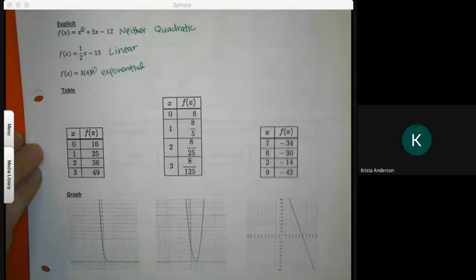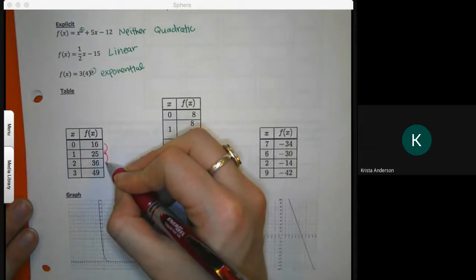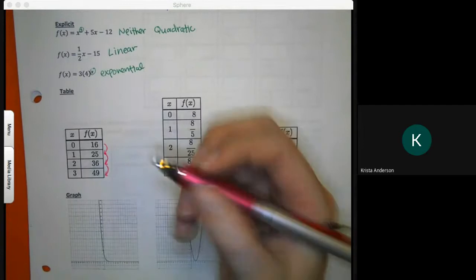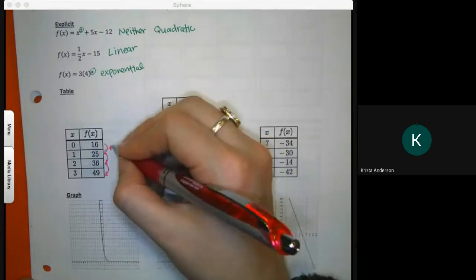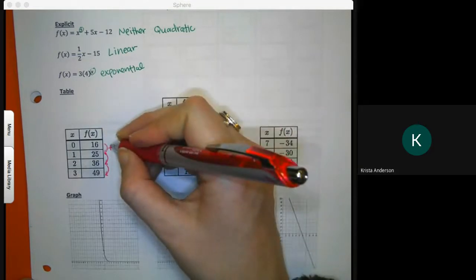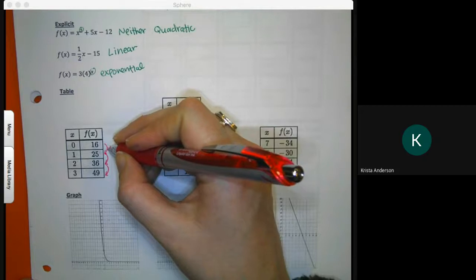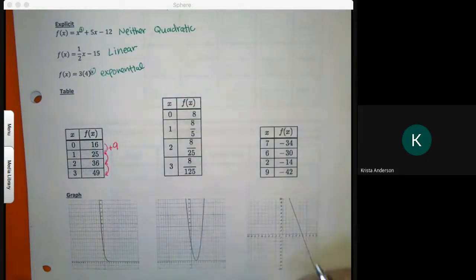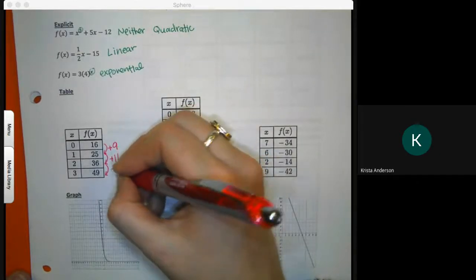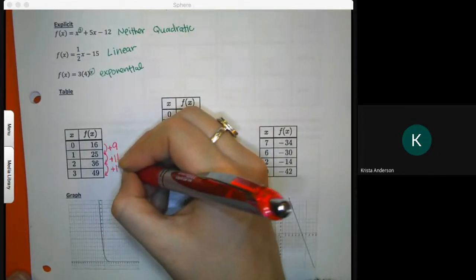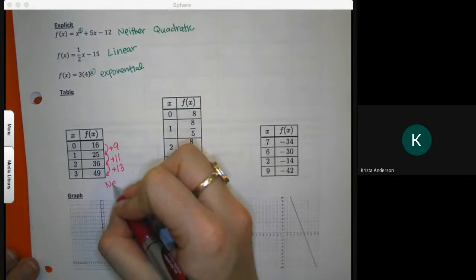Now identifying what a table is. When I look at my pattern, I'm going to be adding 25 to 36, I would add 11, and I would add 13. This would be identified as neither.